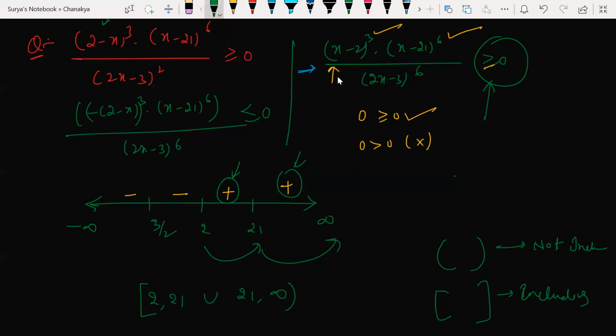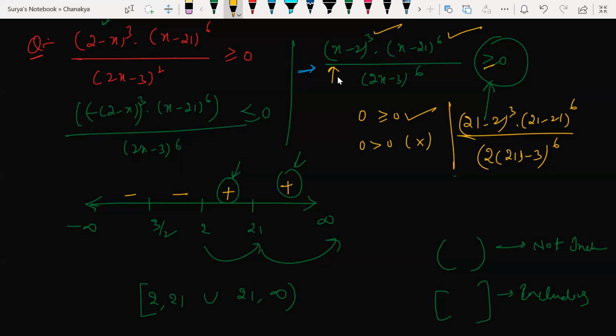Okay, include. Can we include 21 or not? Check. Easy, common sense. Look at this, I can include 21 here. 21 minus 2 whole to the power of 3 into 21 minus 21 to the power of 6 divided by 2 into 21 minus 3 whole to the power of 6, greater than or equal to 0. So 0 greater than or equal to 0, still you can include, valid statement.